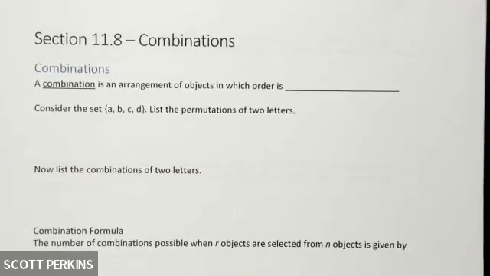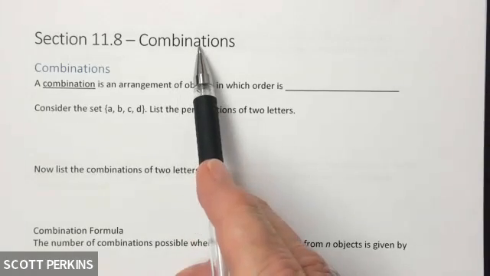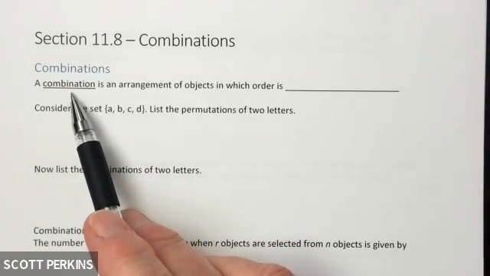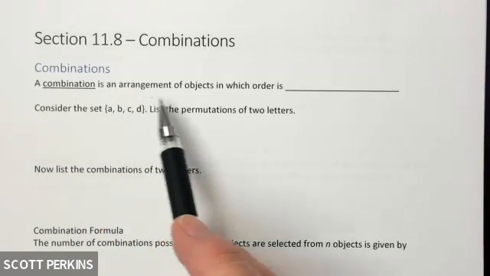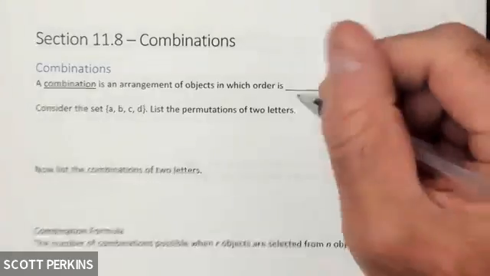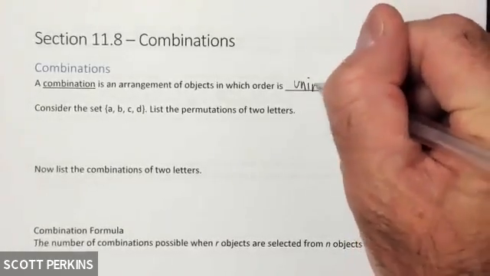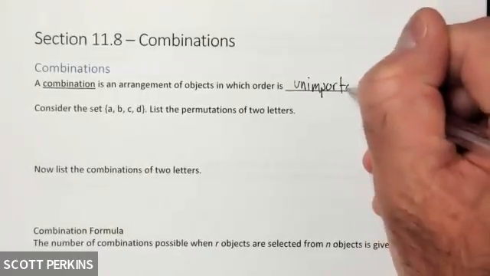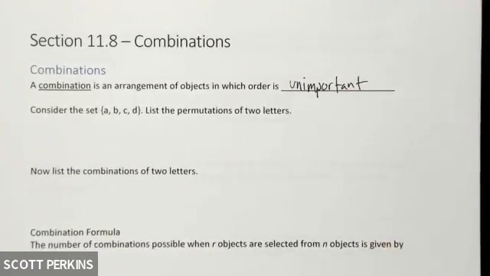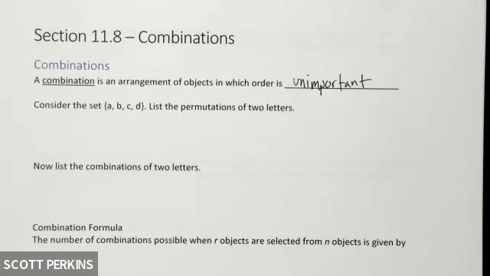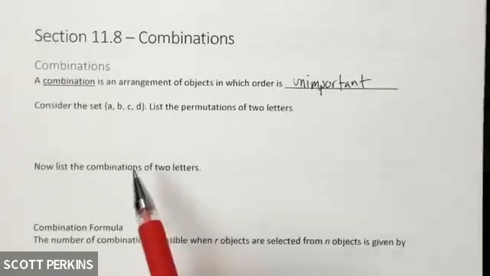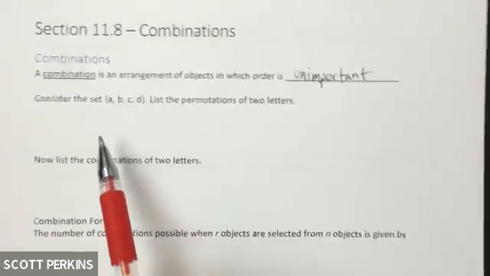So the alternative is something called a combination. A combination is an arrangement of objects in which order is unimportant. So I want to illustrate the difference because I understand that you're learning a whole bunch of stuff about probability, so it can be a lot to take in. So for instance, let's just review real quick what we talked about last time.